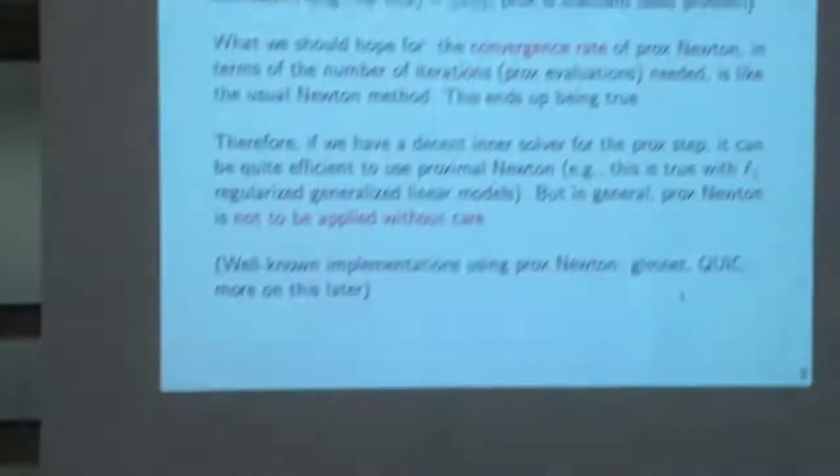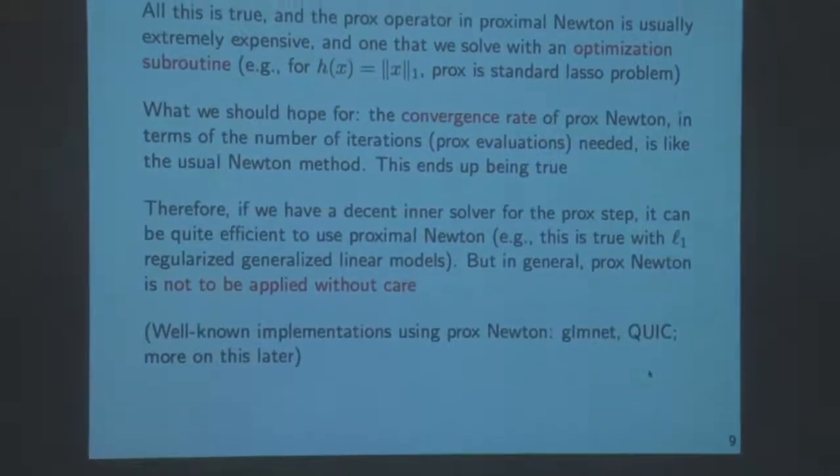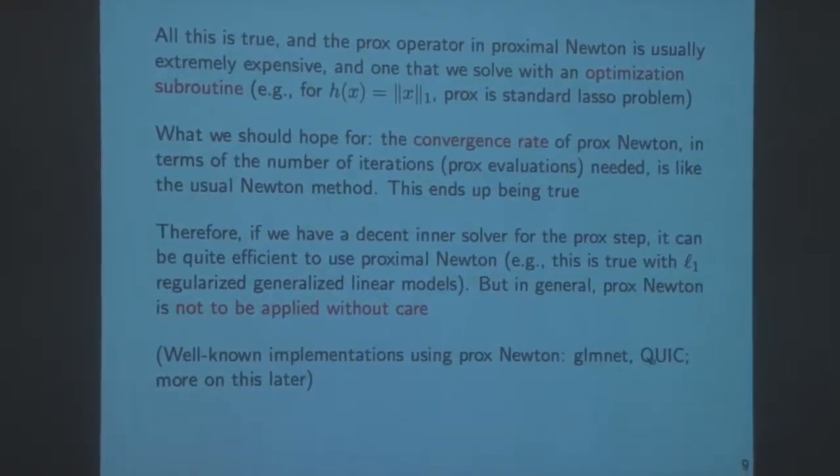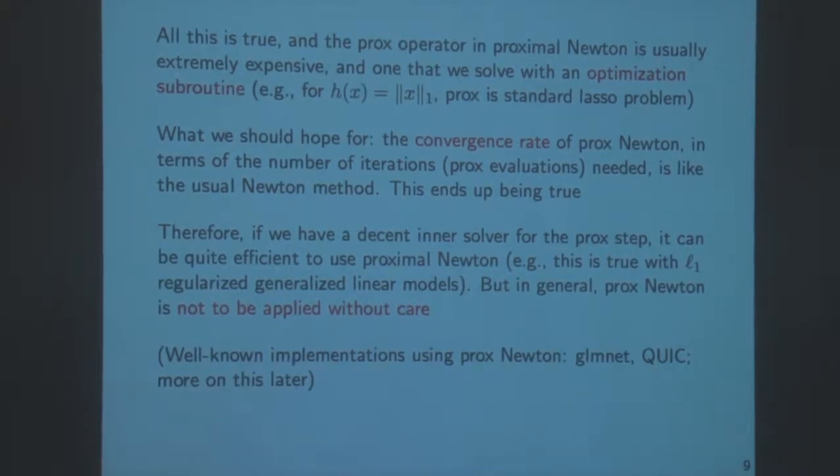There are a few well-known implementations that use proximal Newton, GLMNET and QUIC. I'm not going to have time to talk about them. Just take a look at the slides if you're curious. These two, I'd say, are pretty close to state-of-the-art with respect to the problems they solve, and they both use proximal Newton.